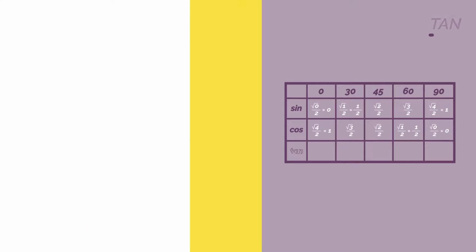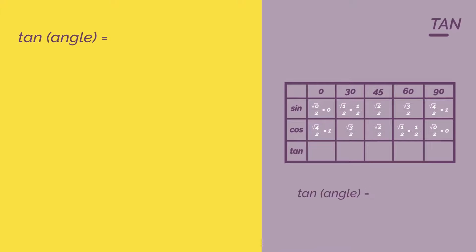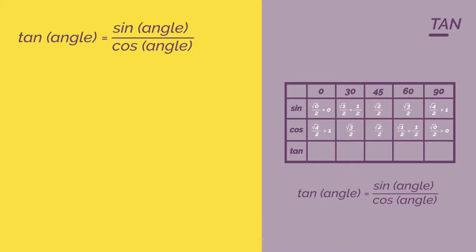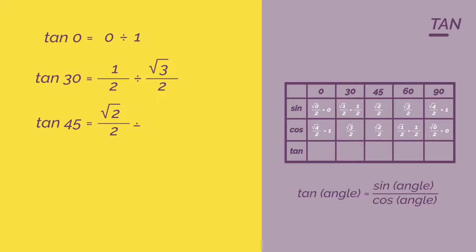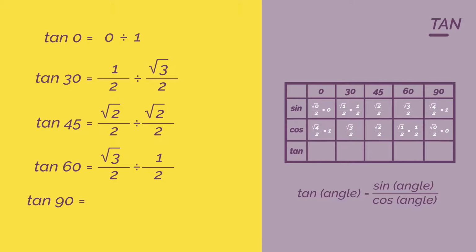So for tan, it's just a little bit different. We divide the sine by the cos. So tan 0 would be 0 divided by 1. Tan 30 would be a half divided by root 3 over 2. Tan 45 is root 2 over 2 divided by root 2 over 2. 60 would be root 3 over 2 divided by a half. And tan 90 is 1 divided by 0.